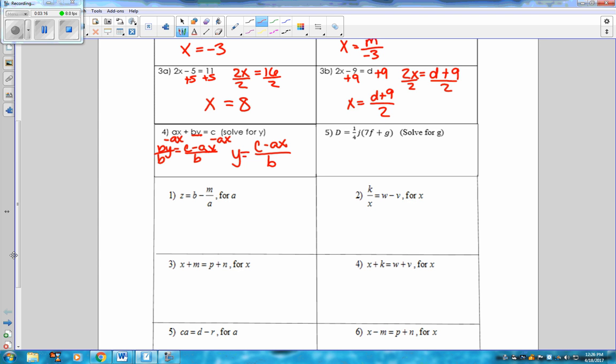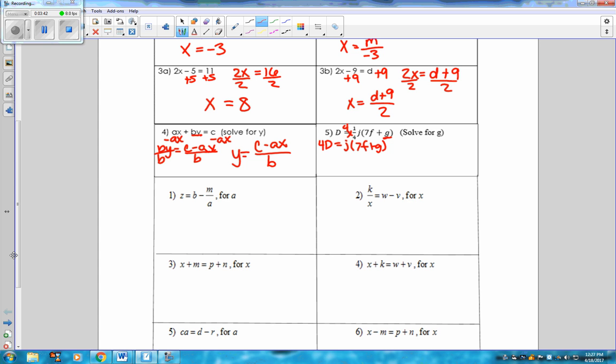Problem 5. It says solve for g. G's right here. So in order to solve for g, I've got to multiply both sides by 4. So I'm going to have 4d equals j times 7f plus g.